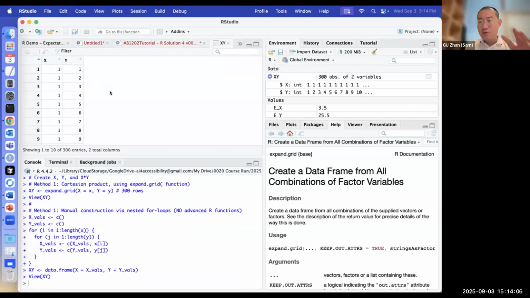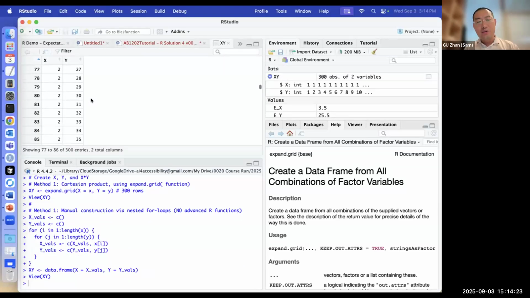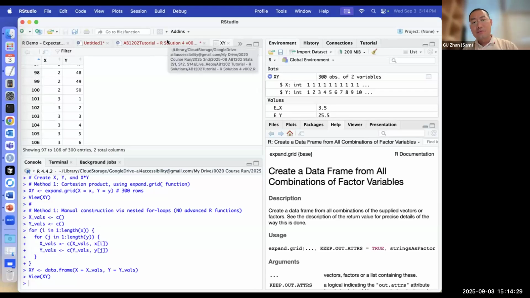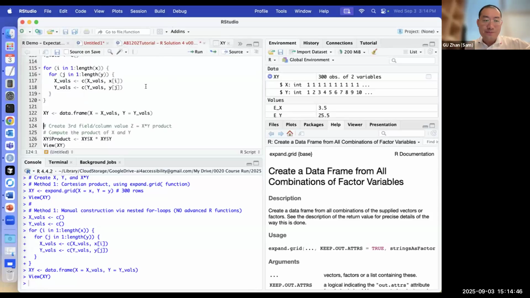This time you see that it's actually reversed. For x we use 1 for 50 times, and y increases from 1 to 50. Then you increase x by one, so it becomes 2, and y goes from 1 to 50 again, in this manner. So it's different. You can sort it, for example sort by y, based on which field you want to use first. But the total number of outcomes is still 300.